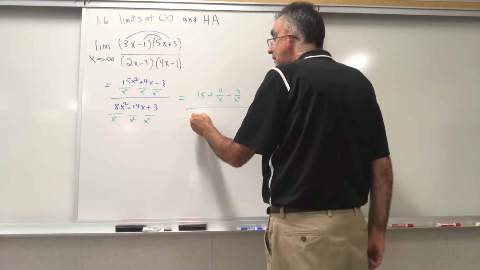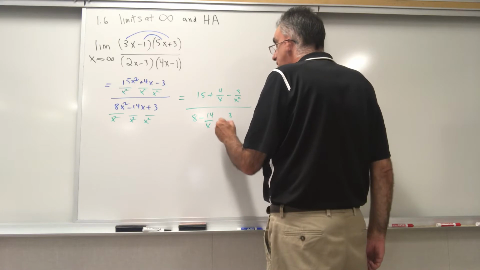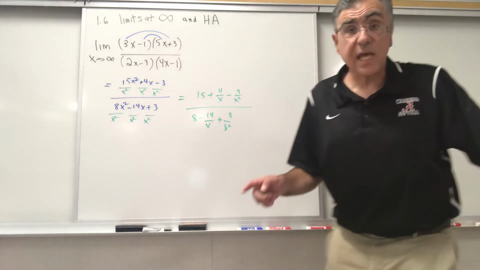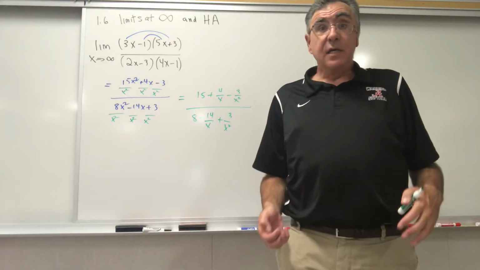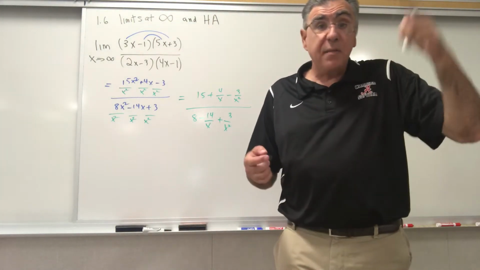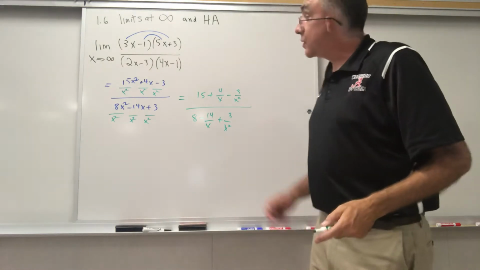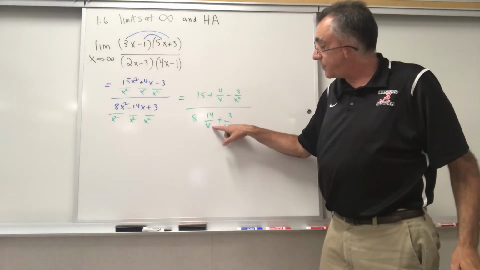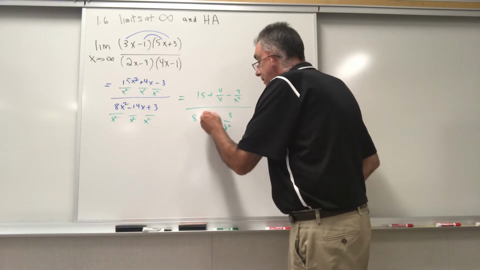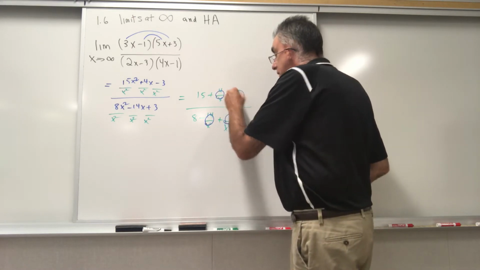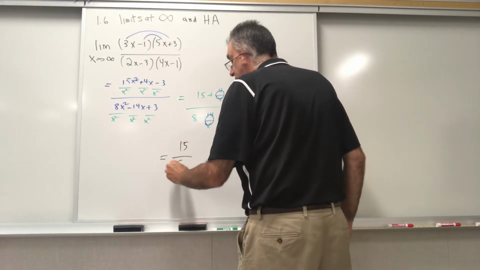over 8 minus 14 over x plus 3 over x squared. But remember, where's x going? X is going to infinity, right? So you're dividing by infinity. When you divide by a billion, 1 billionth, divide by a trillion, 1 trillionth, it's going to 0, right? So 14 divided by a big number, these are all going to 0. So what you end up with as your answer is 15 over 8.